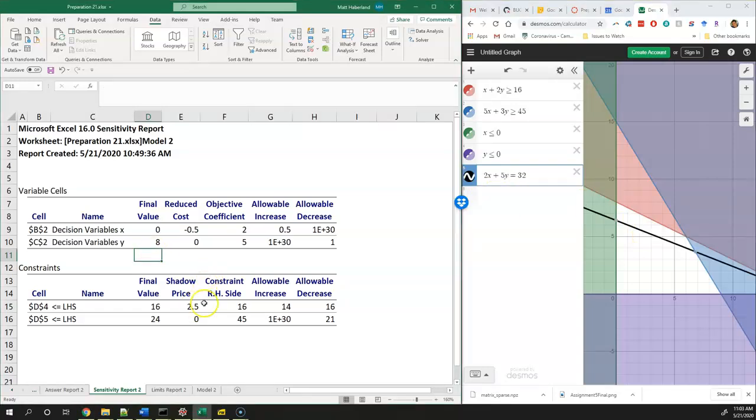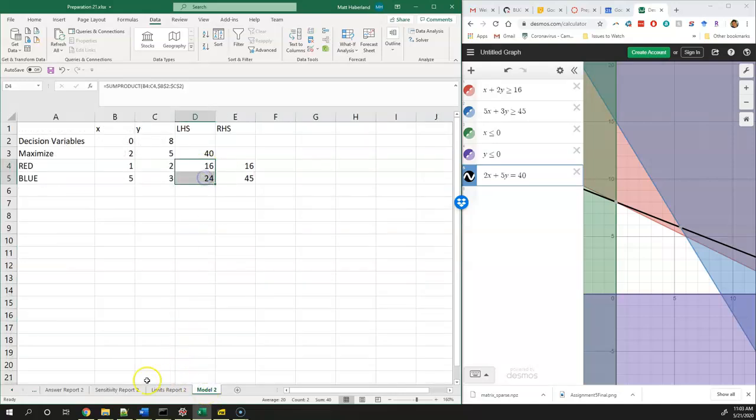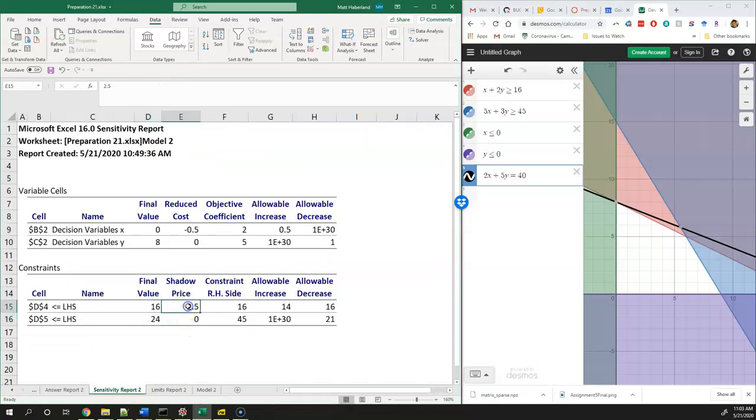All right, let's calculate the shadow prices. Let's bring this back to our solution. So the final value of these constraints is shown, yep, 16 and 24, or the final left-hand side values of the constraints. The shadow prices, that says, okay, this was the red constraint. When I add 1 to the right-hand side of the constraint, how much does the objective function value change? Apparently it changes by plus 2.5.